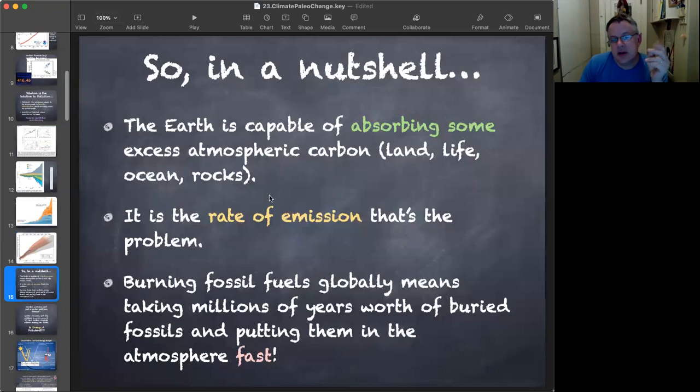So in a nutshell, the Earth's capable of absorbing some excess CO2 through land, life, ocean, rocks. It's the rate of emission that's the problem. Burning fossil fuels globally means taking millions of years' worth of buried fossils and putting them in the atmosphere fast. And that's when we get to this linear response of the system.